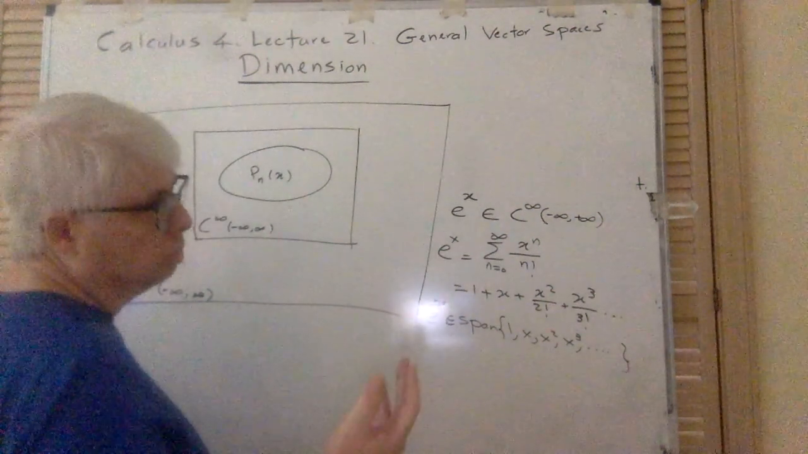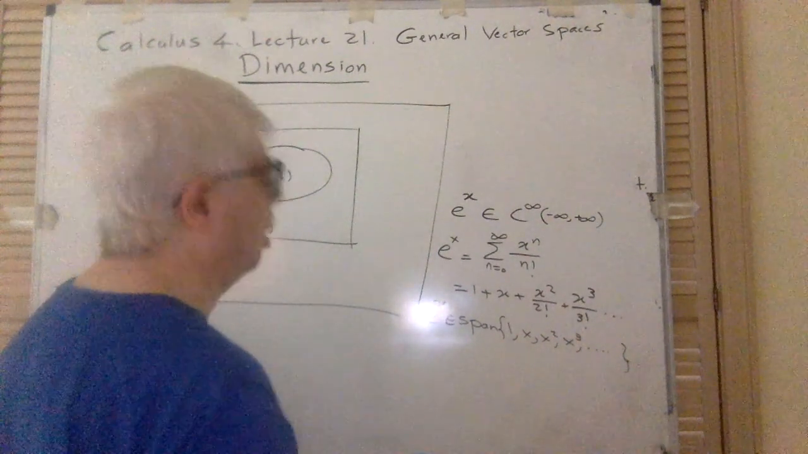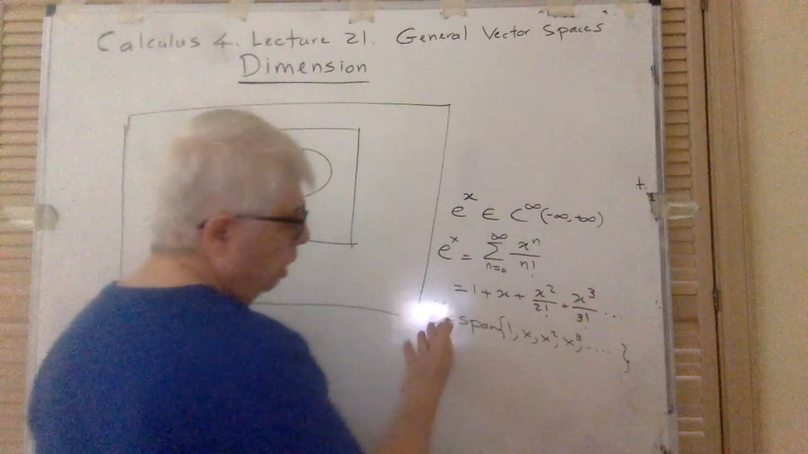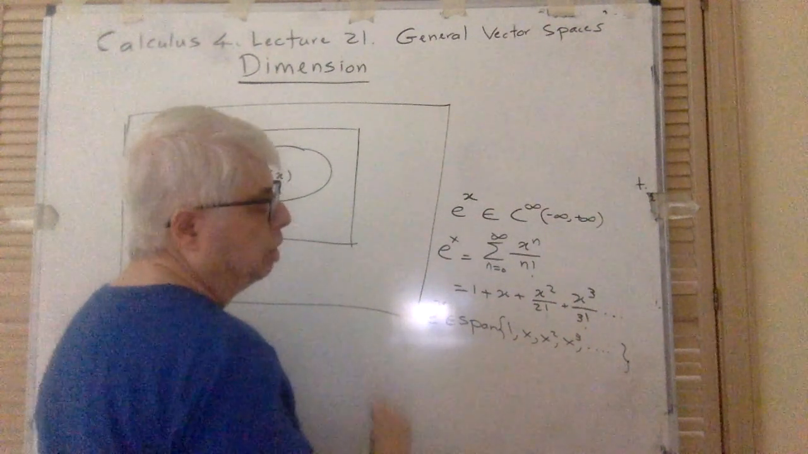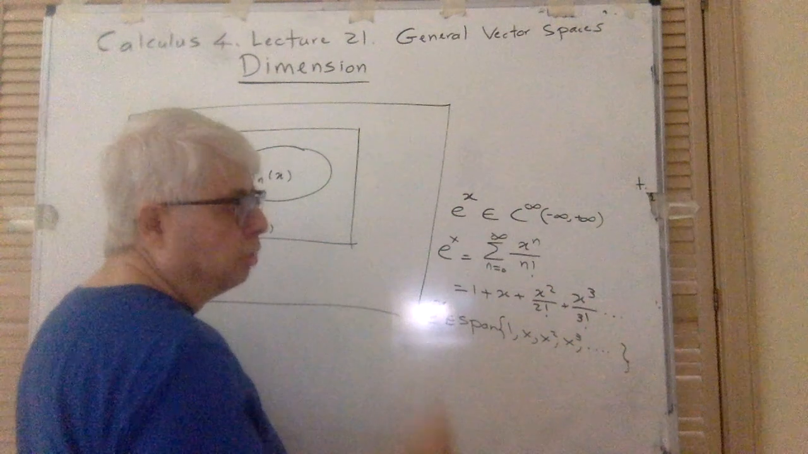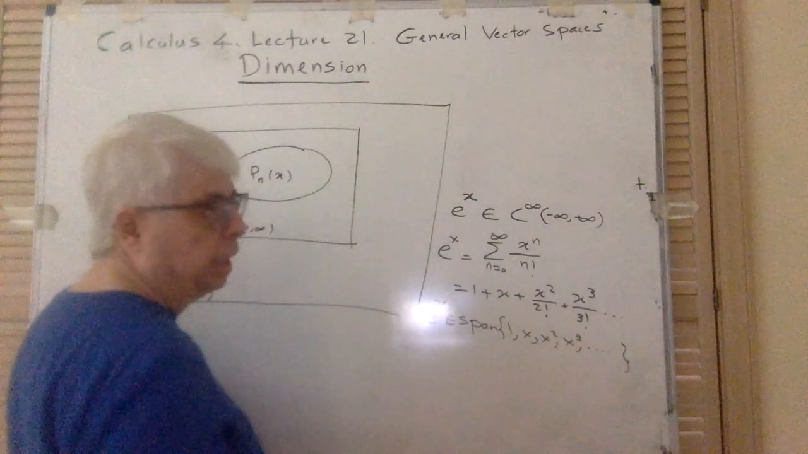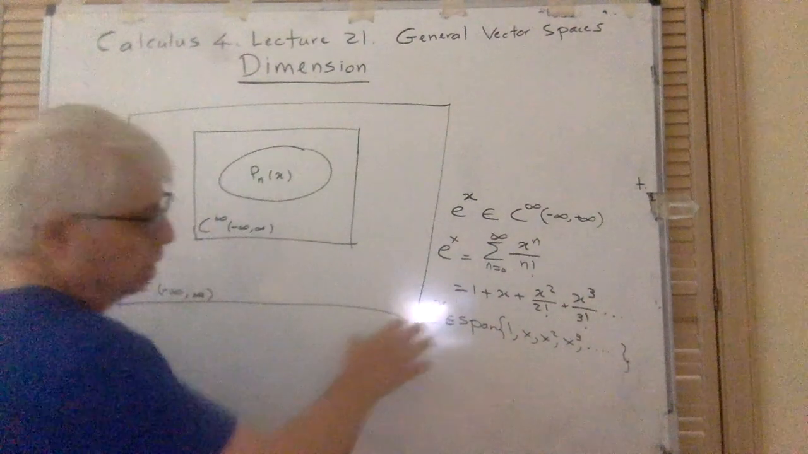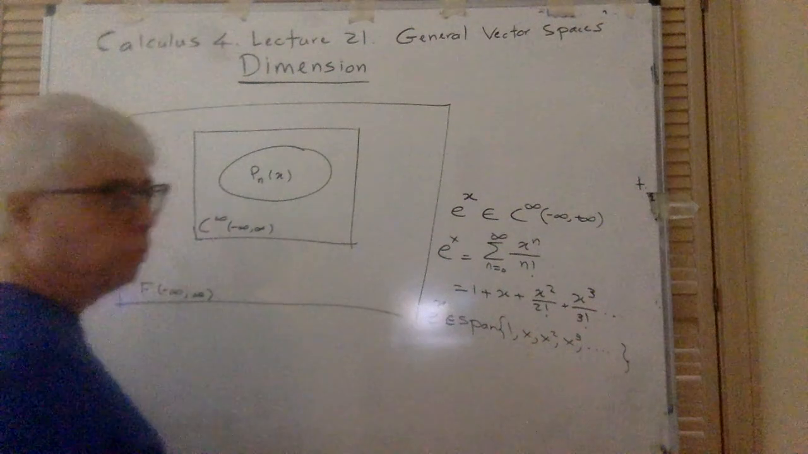I mean, of finite degrees. How should I say that? Yeah. So let's say it this way: e to power x includes any polynomial of any degree, any x^n, for any n. So this guy here, C infinity, cannot be finite dimensional.